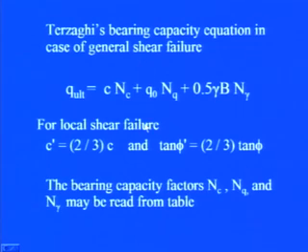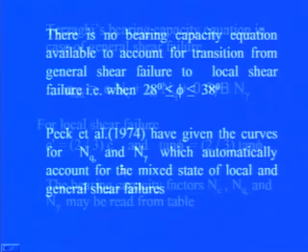Now, in the case of local shear failure, there are some modifications: c is replaced by 2/3 of c, and to determine the bearing capacity factors Nc, Nq, N gamma, which are based on the angle of shearing resistance of the soil, that angle is phi dash, determined as tan phi dash equal to 2/3 of tan phi. It means that phi dash is the shearing resistance for the local shear failure case. All these bearing capacity factors can be read from the table. Correlations are also available, but for ready use, we can use these tables.